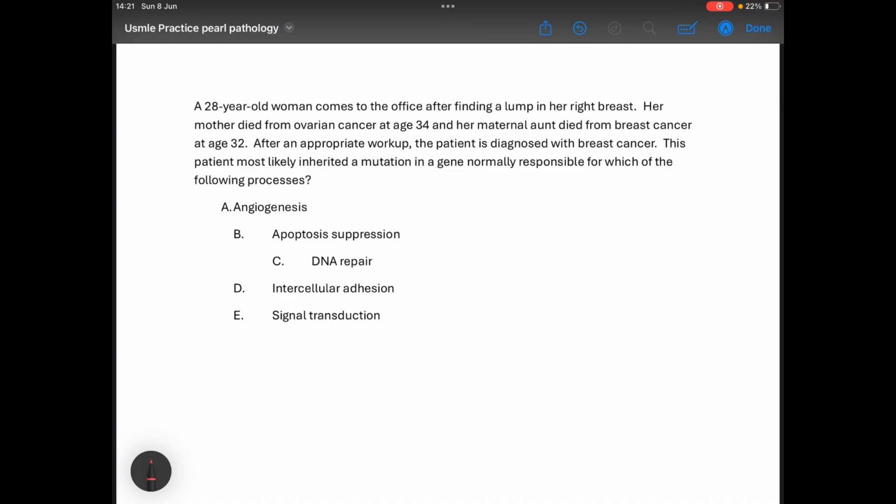Hello everyone, today we are going to start USMLE practice 1's questions that are related to pathology and we learned in our previous classes. Our first question is a 28-year-old woman who comes to the office after finding a lump in her right breast.